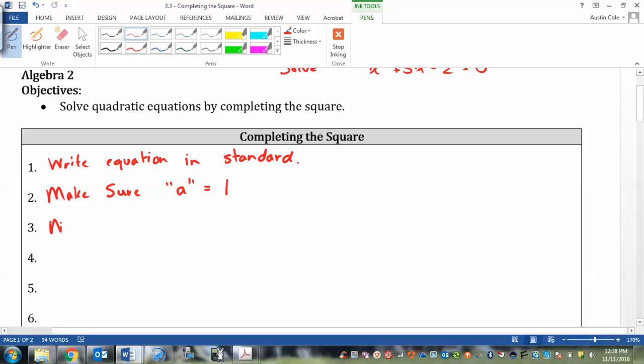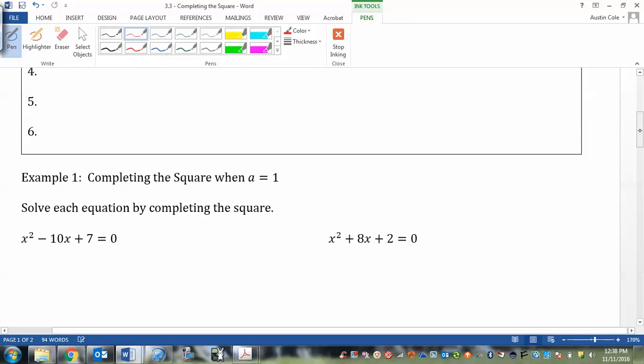The third step is to move our c to the other side. Okay, first of all, let's stop. Can I factor this? What are factors of 7 that add up to negative 10? None. They don't, so we can't factor it. We can't square root it because there's an x squared and an x. So now we're going to complete the square. It's already in standard form. Our a value is already 1.